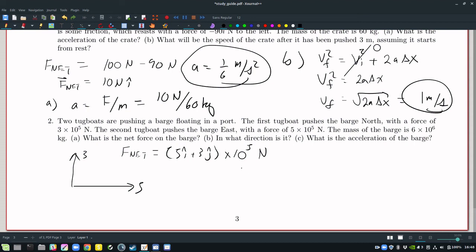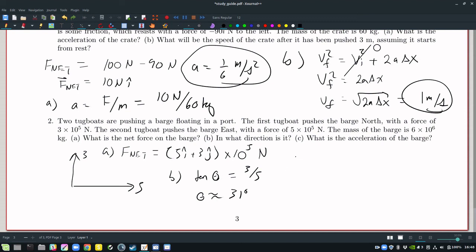And then that's the net force, and then in what direction? So we're looking for the angle. If we're going 3 up and 5 across, what's the angle? We can find that with the tangent function. So tangent of theta will be equal to the y component divided by the x component. So theta turns out to be about 31 degrees here. You can get that by taking the inverse tangent of both sides. The inverse tangent of 3/5 is about 31 degrees.